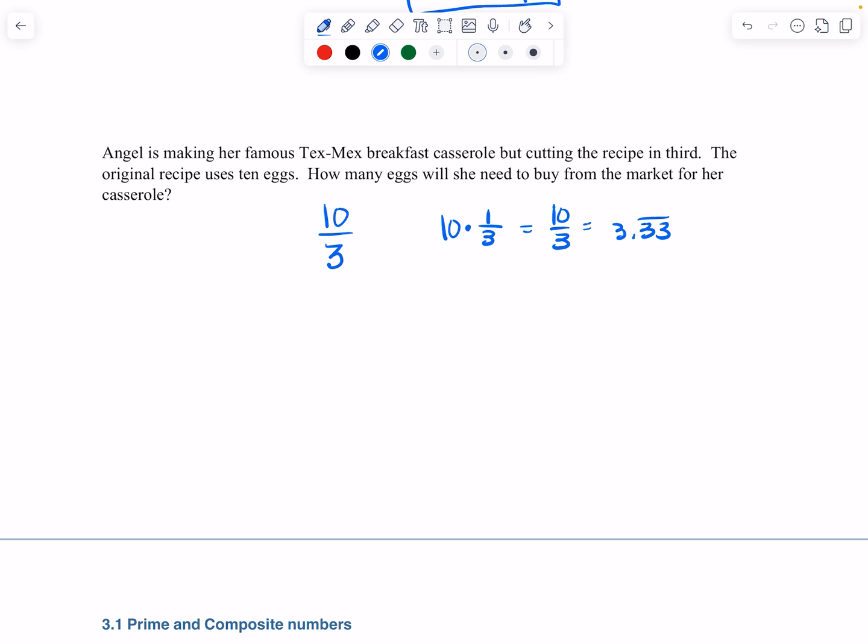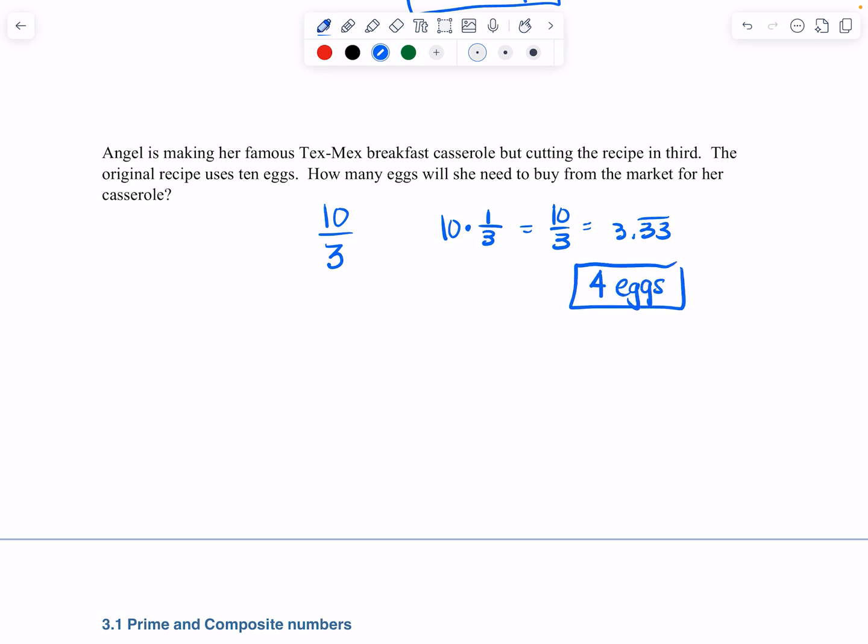How many eggs will she need to buy from the market? Well, I don't know about you, but last time I checked when I went to the marketplace, I don't have 1/3 of an egg that I can buy, unfortunately. So in this case, she's going to have to round up, even though if we did the rounding rules, we would say leave it alone. She needs to purchase 4 eggs in this instance.